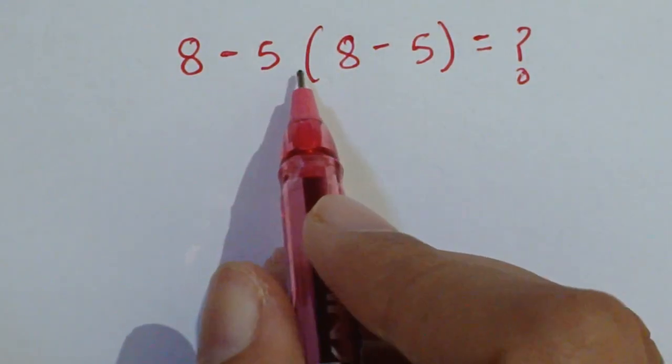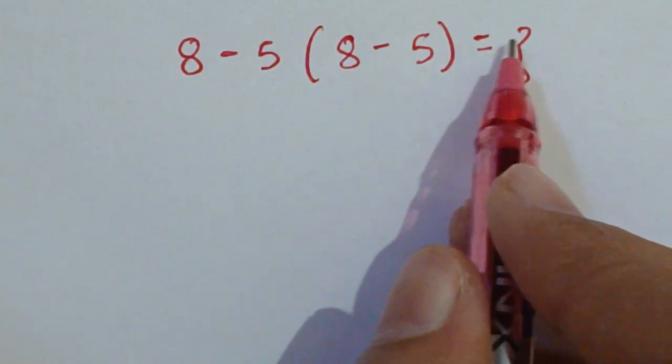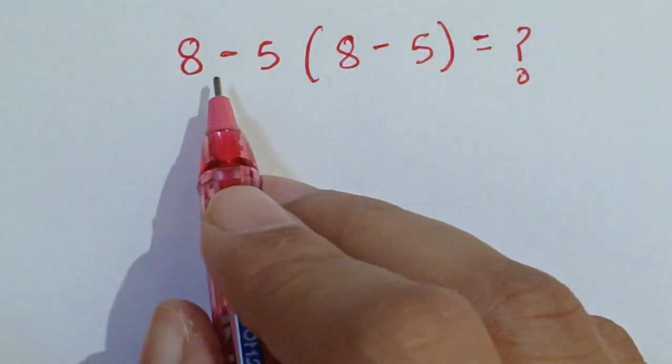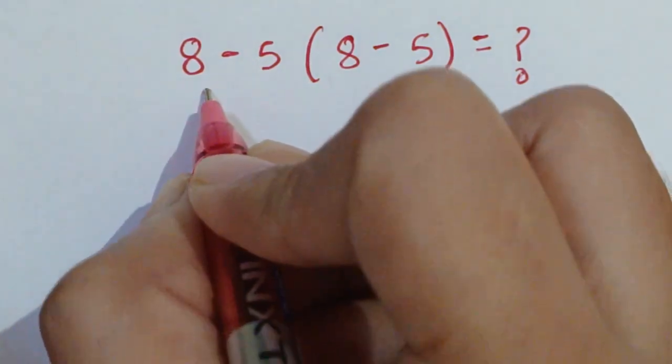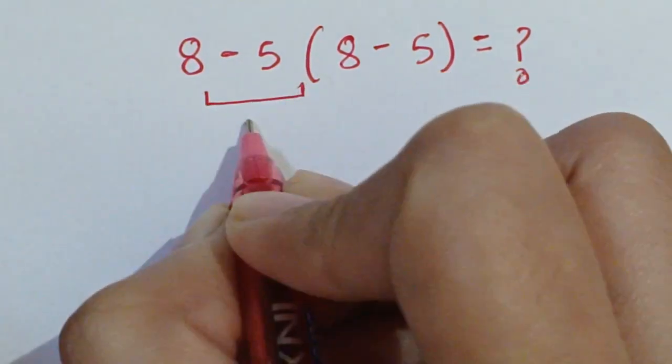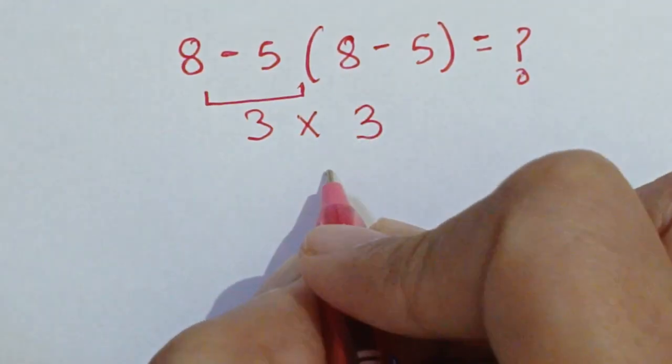8 minus 5 times (8 minus 5) is equal to question mark. So here we have to find the value of this expression. So 8 minus 5 is 3. 8 minus 5 is 3. So 3 times 3 is 9.